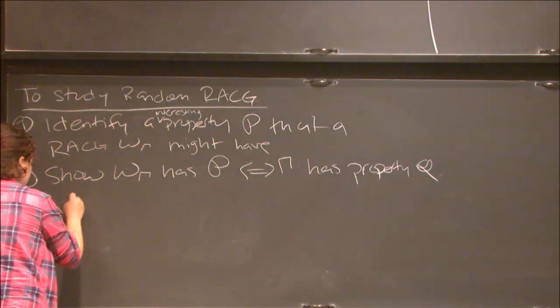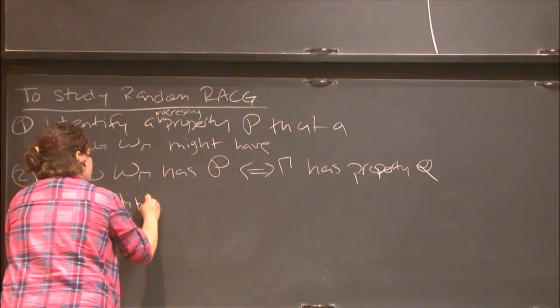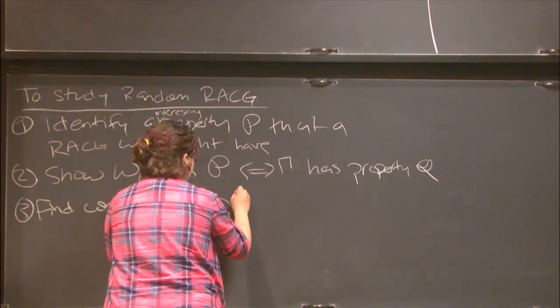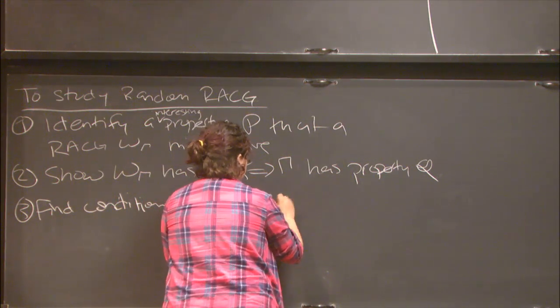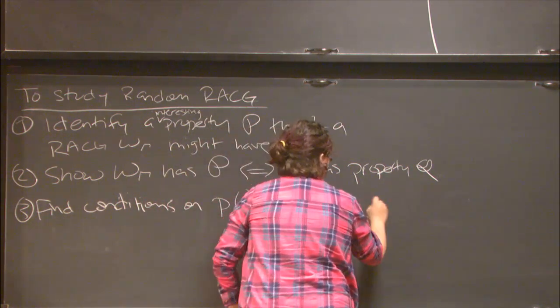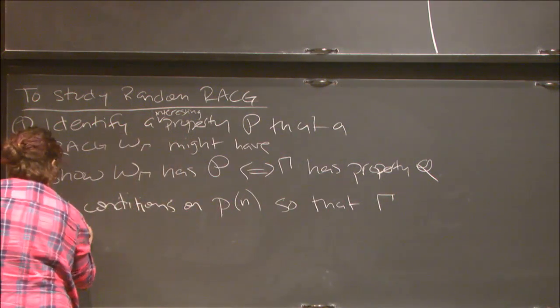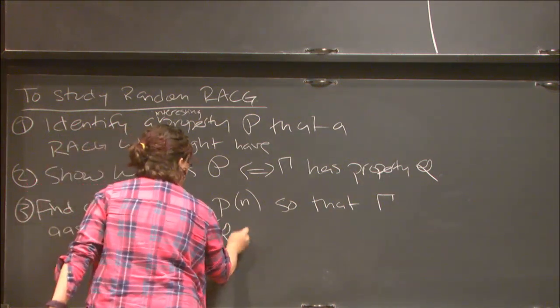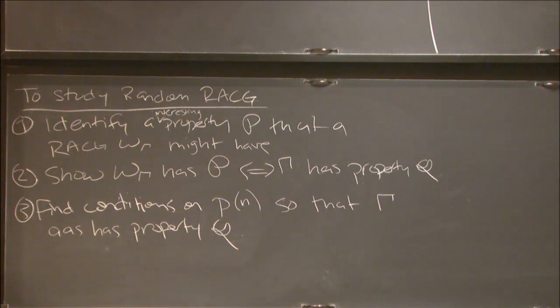And then part 3 is to find conditions on the probability function p of n so that the graph gamma asymptotically almost surely has the property Q. The reason I'm breaking it down like this is just to make it clear that there are two separate parts to doing any problem that you might want to do for these random groups.